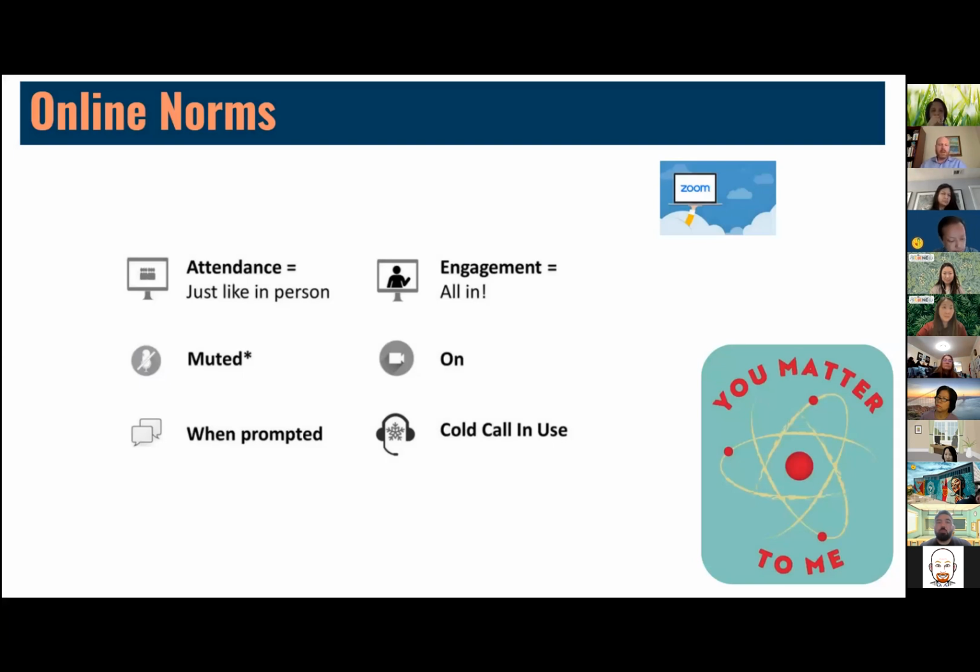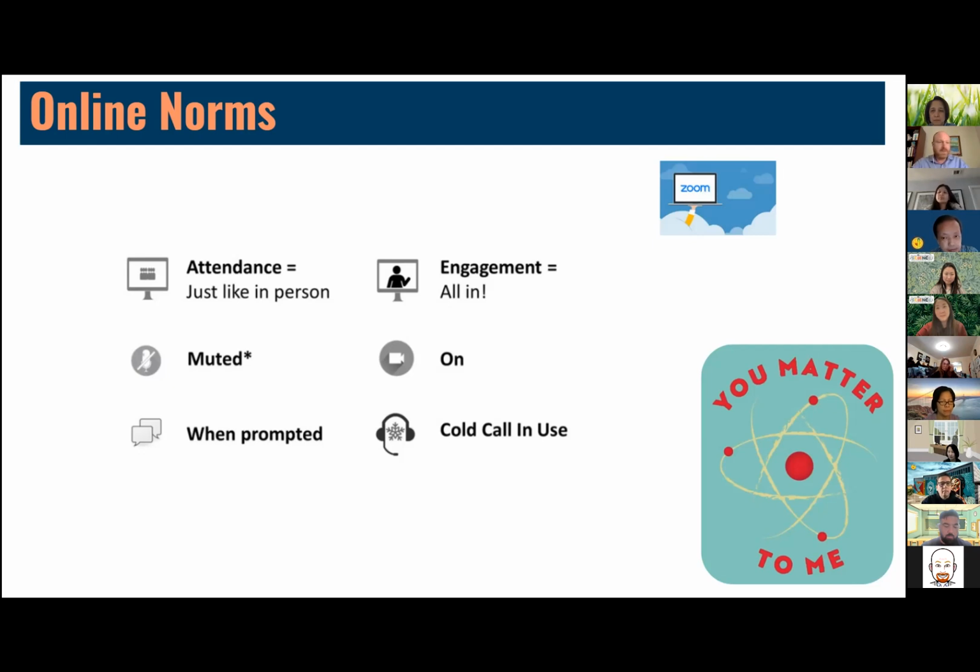Our norms for today are that attendance is just like in person, meaning that everyone's engaged, engagement for all. We'll ask that you stay muted during a lot of the times, because sometimes we have background noise. You might get background noise here, and I apologize for that. We'll ask that you keep your camera on, because you matter, and when prompted, we'll ask you to unmute and to speak and to share in the chat as well. We'll also use some cold calling as well.